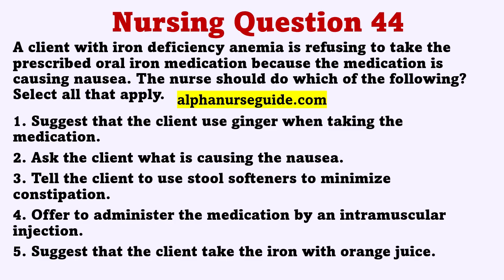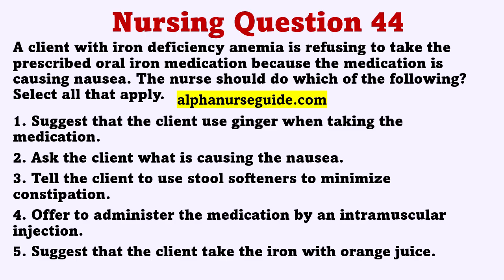The correct answers are 1. Suggest that the client use ginger when taking the medication. 2. Ask the client what is causing the nausea. And 5. Suggest that the client take the iron with orange juice. Nausea and vomiting are common adverse effects of oral iron preparations. The nurse should first ask the client why the client does not want to take the oral medication, and then suggest ways to decrease the nausea and vomiting.